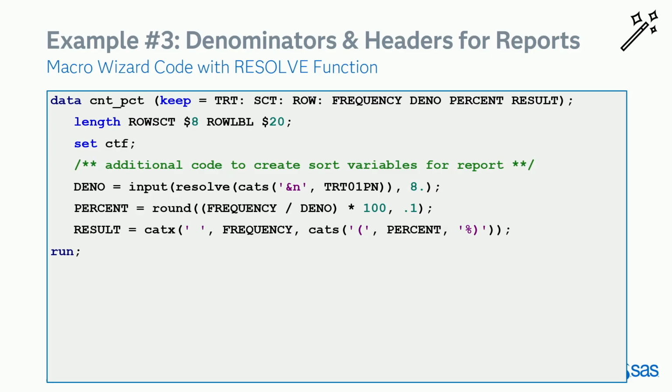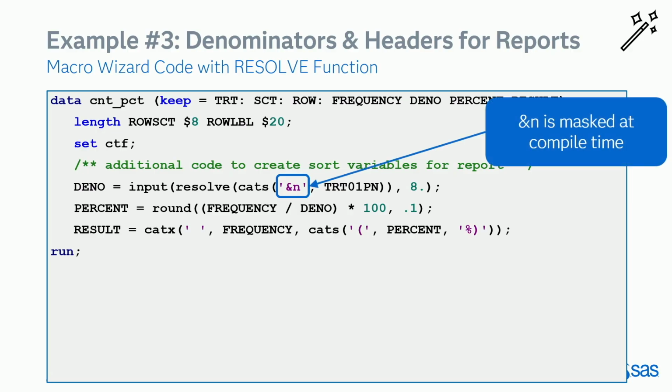So with the resolve function, we went straight from our cross-tabulation data set into creating and prepping our data set. We didn't have to do any sorting or merging. We're just going to use the cross-tabulation frequency data as is. We're going to create a denominator.